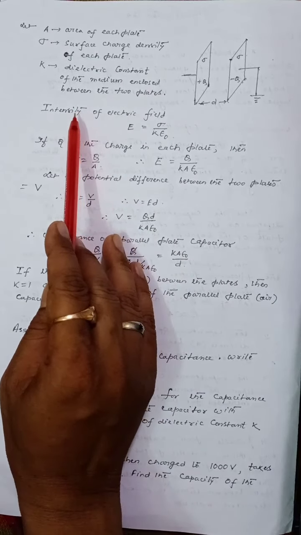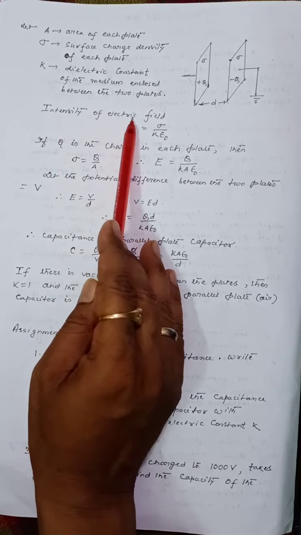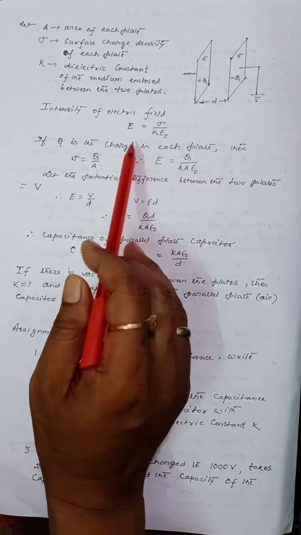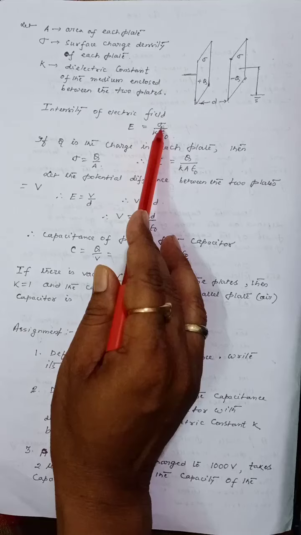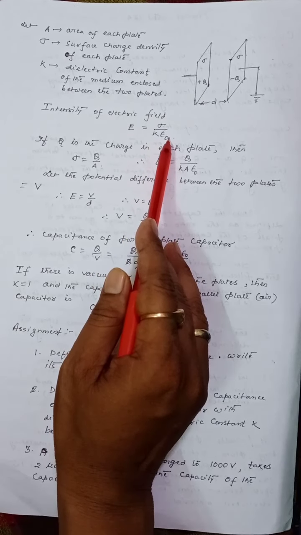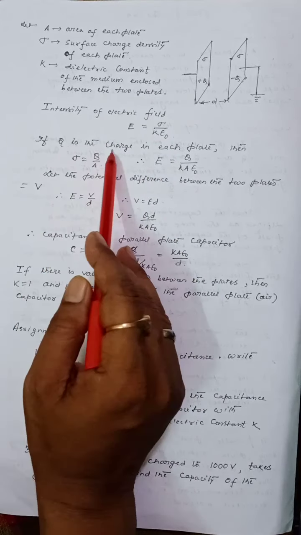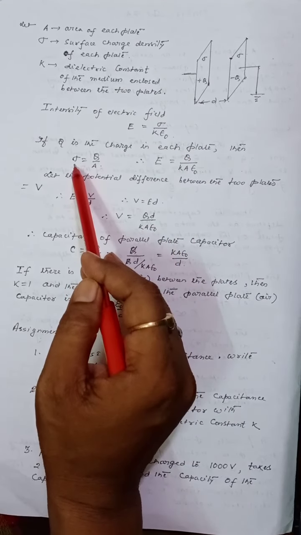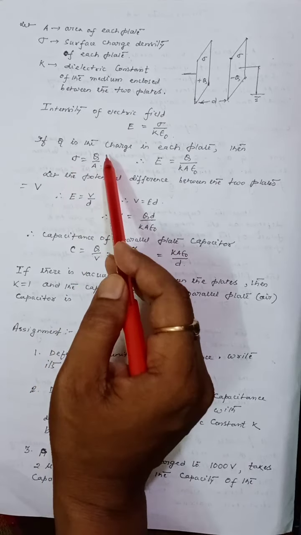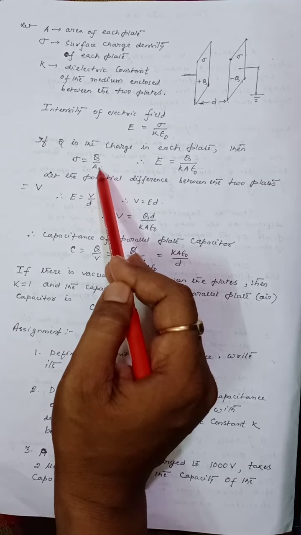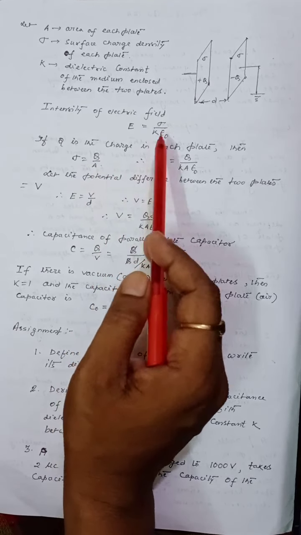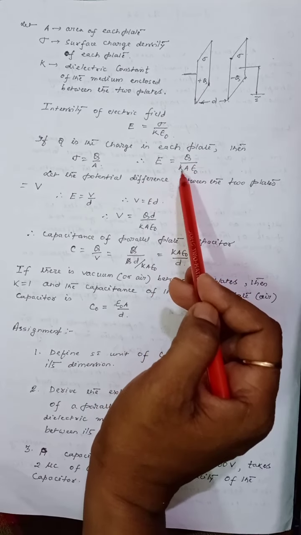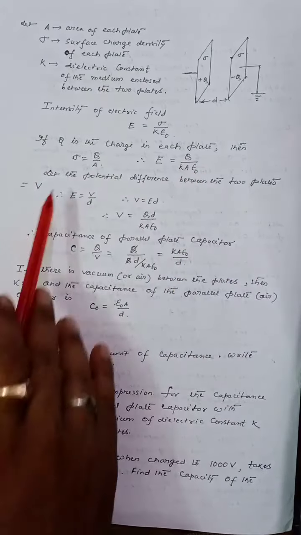In Gauss's theorem, we studied that the intensity of the electric field enclosed between two oppositely charged plates is given by E equals sigma by K epsilon naught, where Q is the charge on each plate and sigma, the surface charge density, is equal to Q by A. Substituting the value of sigma in this equation, we get E equals Q by K A epsilon naught.